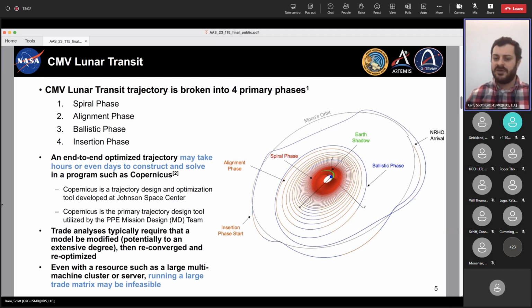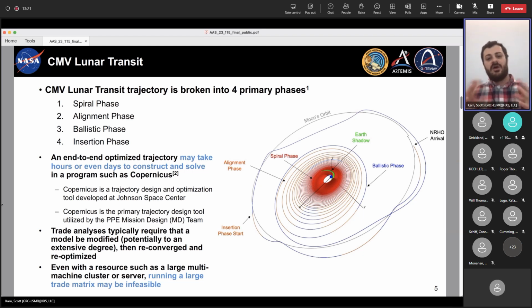So in the spiral phase, we're mostly doing tangential thrusting, trying to raise our orbit quickly. In the alignment phase, we're starting to do more out-of-plane thrusting just to change our alignment. Then we go ballistic for a bit and coast out to the moon before we have a few targeted lunar flybys, and then finally our insertion into the NRHO.